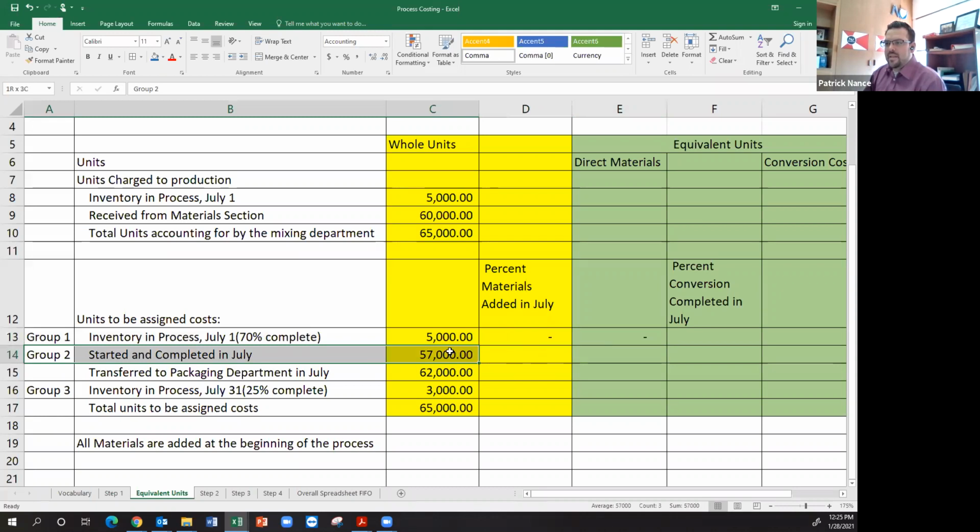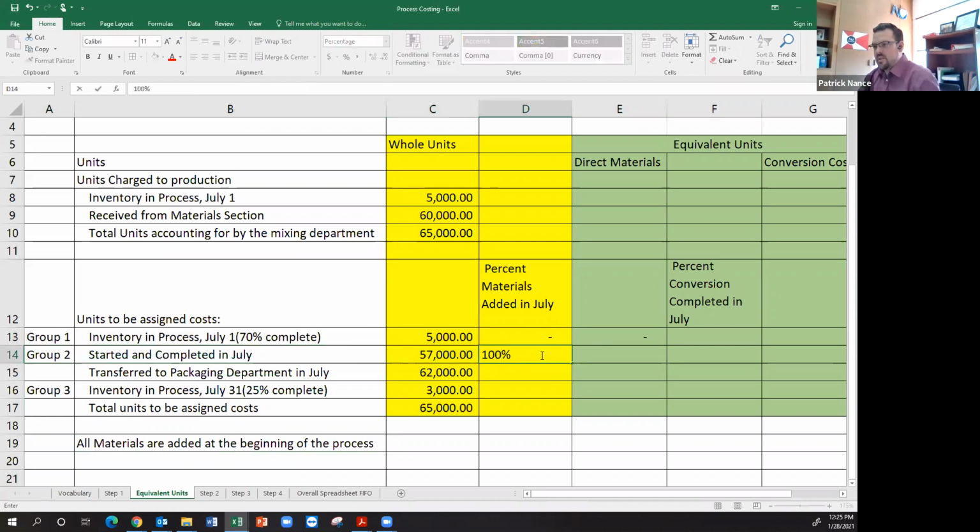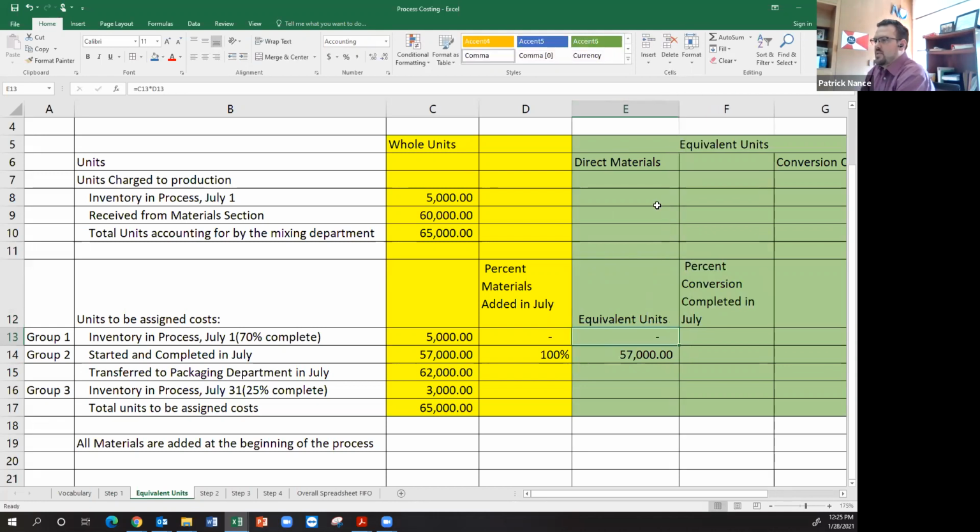Group 2 was started and completed. Started and completed means not only did we start in this time frame, we also finished in this time frame. And since direct materials, again, were added at the beginning of the process, and these were started, which means the beginning of the process did happen this month, 100% was added to the product in July. So I can take the 57,000 times 100%. And this is my equivalent units. I should label this. It's my equivalent units for direct materials, and I'll have equivalent units for my conversion cost as well.